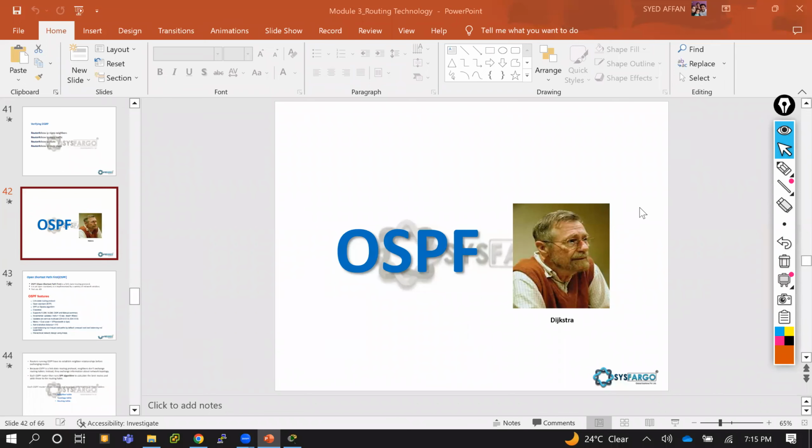Today in this class we are going to discuss OSPF. Before we get into OSPF, what exactly is OSPF, how it works, and how we can configure it. If you remember, in the last class we discussed routing and we implemented static and default routing. The lab we have done.